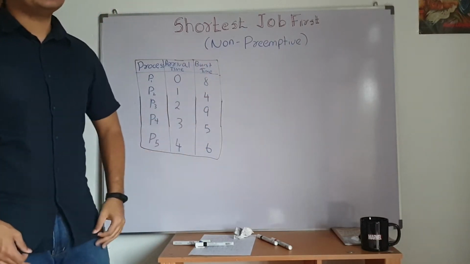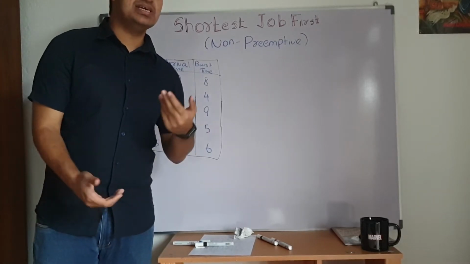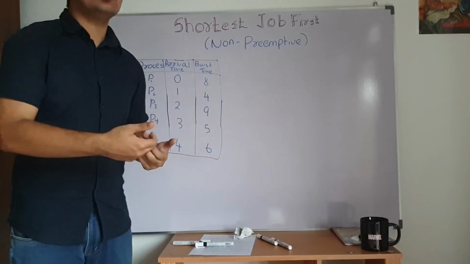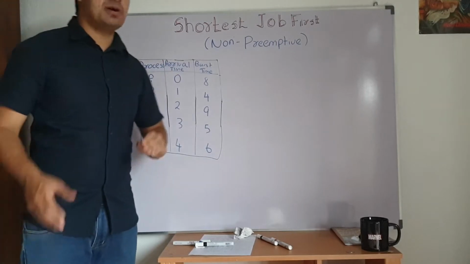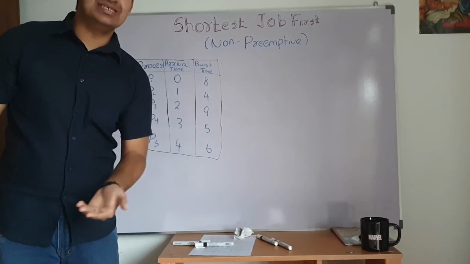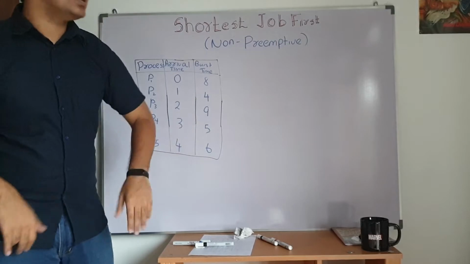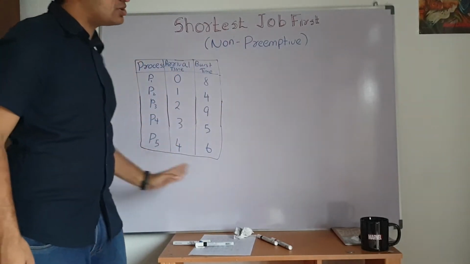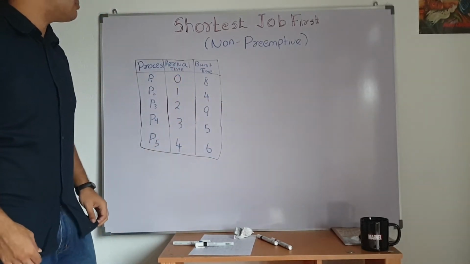What is non-preemptive? That's the main question. Non-preemptive means that when a process is being executed by the CPU, it will be continuously executed until it's terminated. Preemptive means that when a process is in the CPU, it will have context switching again and again for the CPU to work in a good way. But now this is non-preemptive, which means that the process will be continuously executed until terminated.